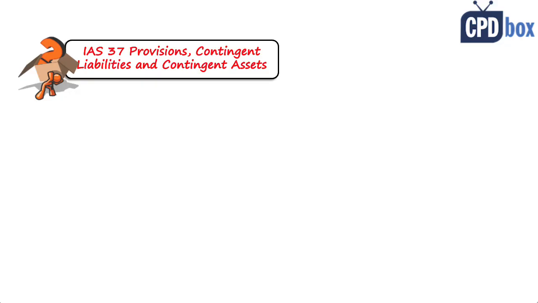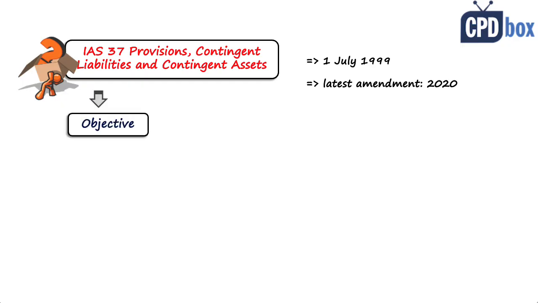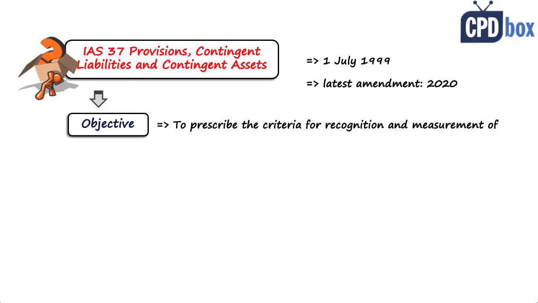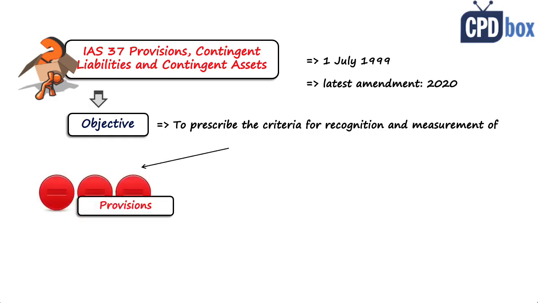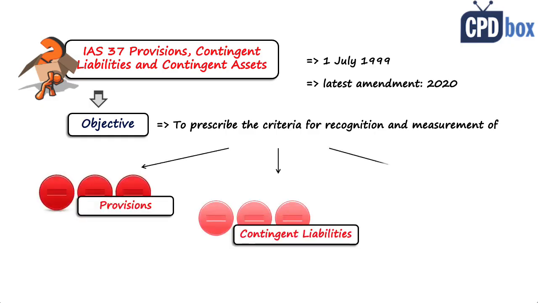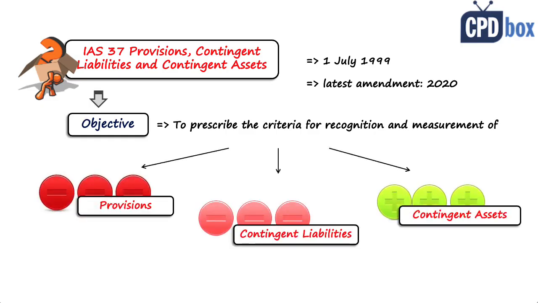The standard IAS 37 has been here for a while because it was issued back in 1998 with the effective date of 1st July 1999, and it was amended in 2020 for the last time. Its objective is to set the criteria and rules for measurement and recognition of provisions, contingent liabilities, and contingent assets, plus set the disclosures required for these items.